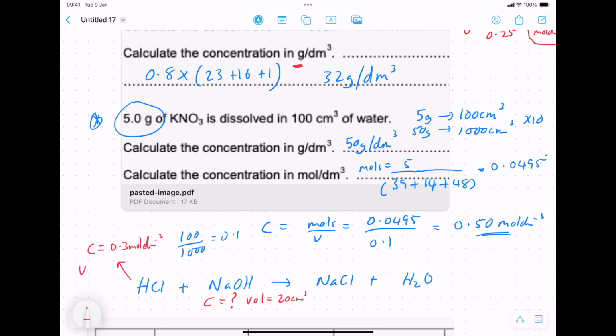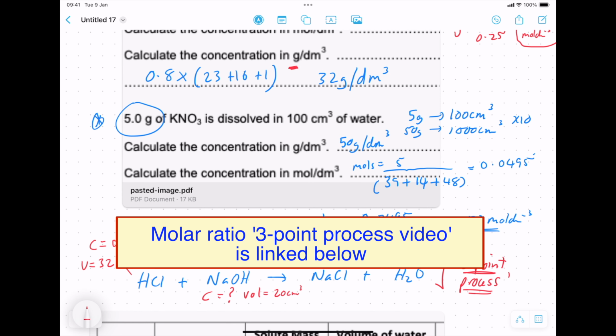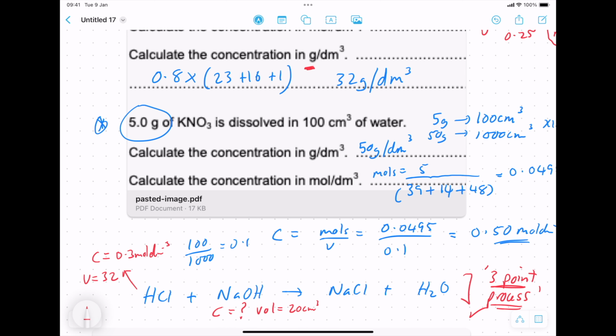And then the volume is the titer, how much we've used. So maybe we've put in, say, 32. And then you go ahead and you work out the moles of the hydrochloric acid, do the molar ratio, which is 1:1, and then work out the concentration of sodium hydroxide. This type of question is covered in my video called the 3-point process. And I've attached the link for this video below. So in order to do these type of questions, you've got to be able to do the basic number crunching here in the ones that I've just started out.